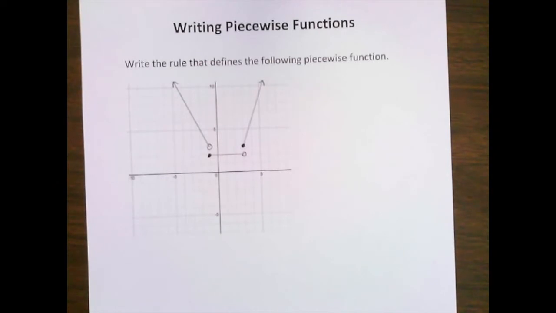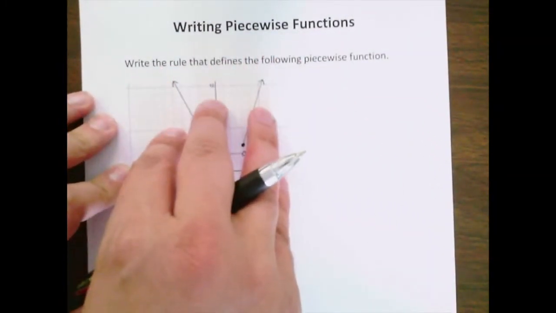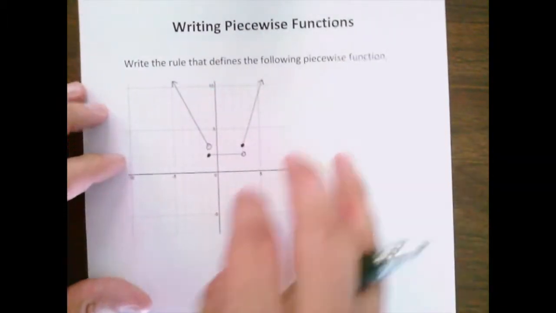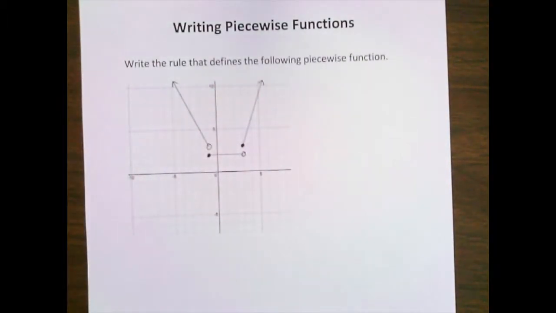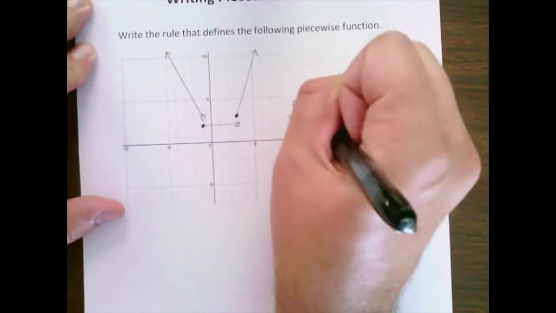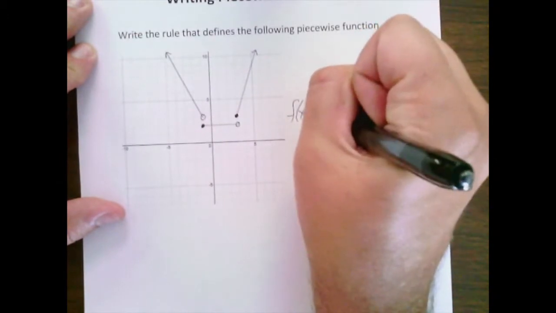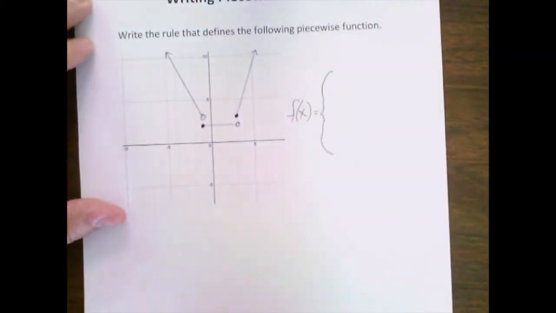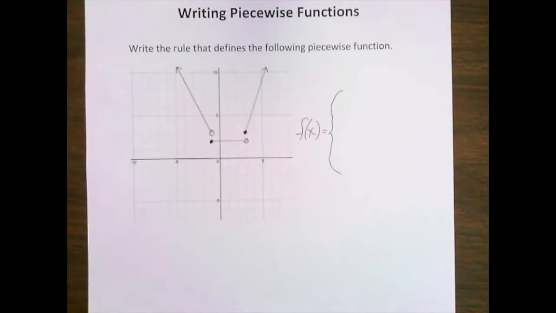Guys, let's review how to write piecewise functions. So we've done graphing piecewise functions. We're now going to flip what's going on. You're going to be given a piecewise function, and we need to come up with the actual equations and rules that make it a piecewise function. So what we're really looking at is we're going to have an f of x, and we're going to have a series of equations with rules for this piecewise function.